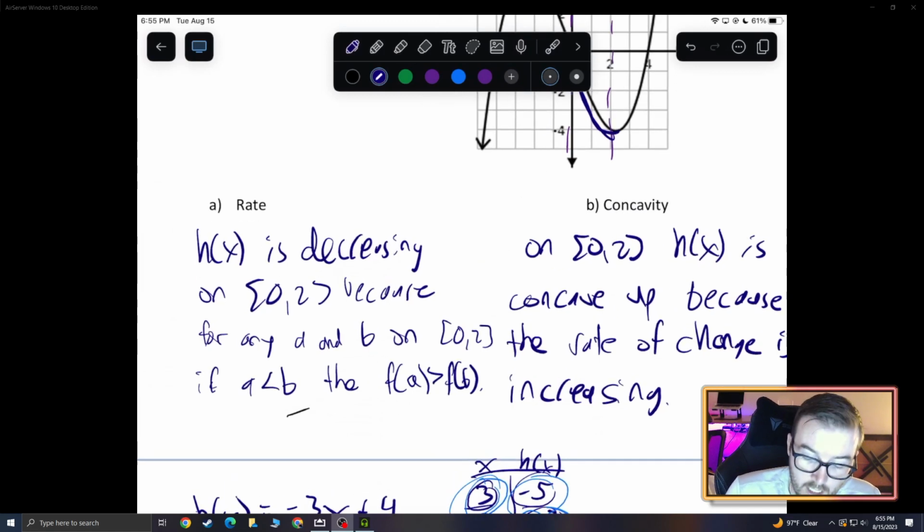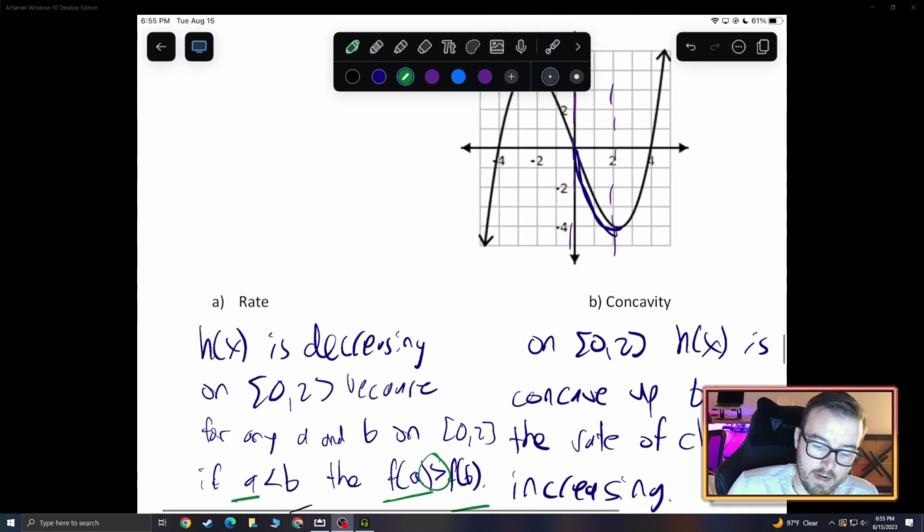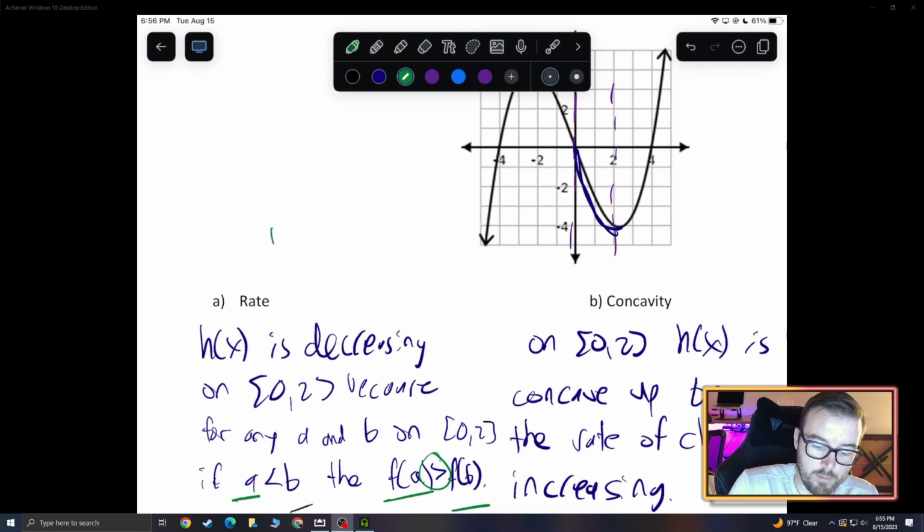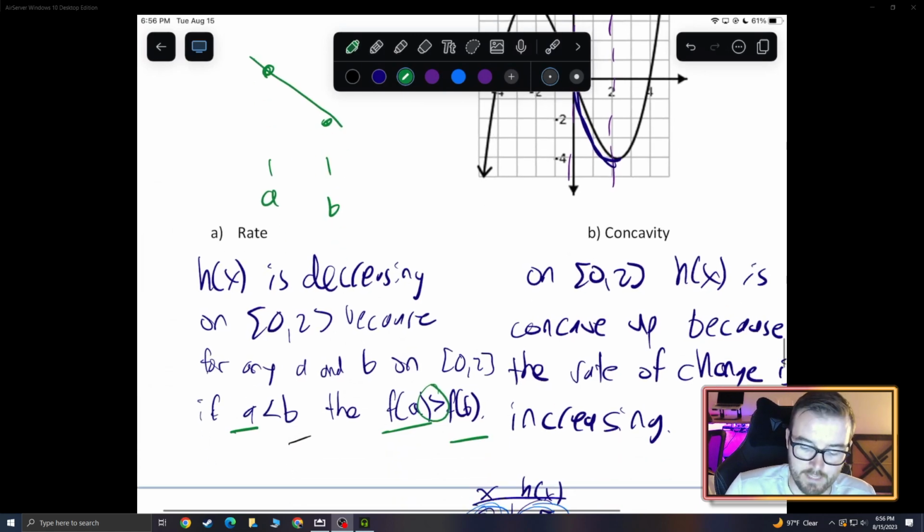Because what are we saying? The point on the left is higher than the point on the right. Right? If I'm drawing, here's a point on the left. As long as I make the point on the right a little bit lower, it'll be decreasing. That's what we're saying.